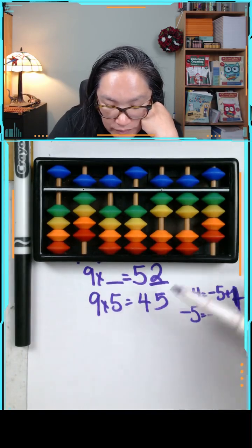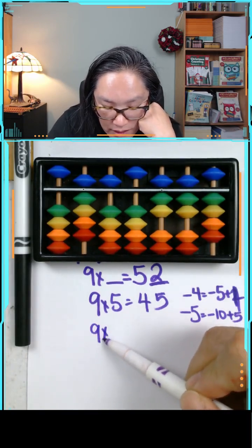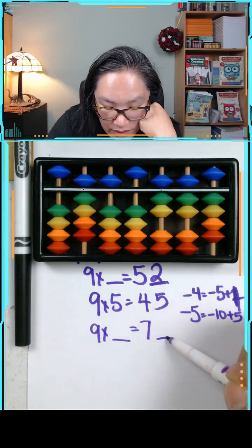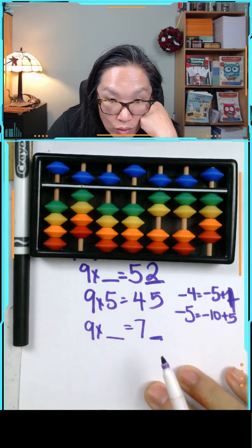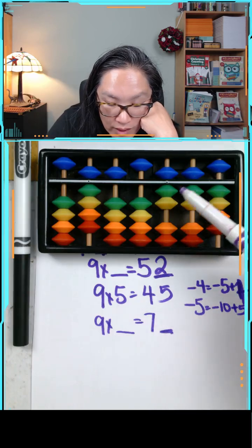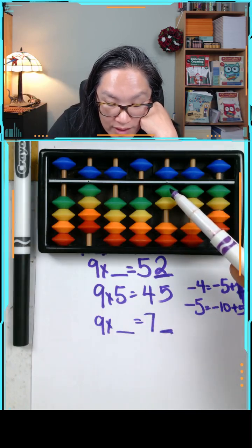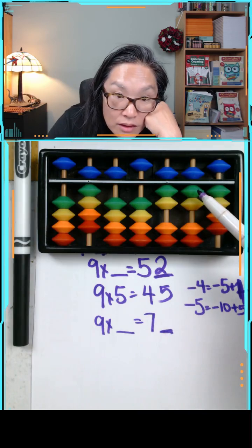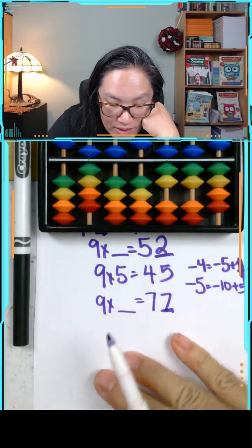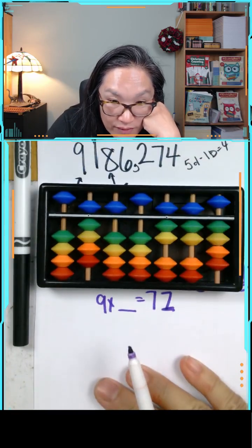Now what? 9 times what is equal to 7? Can we do it? No. We cannot do it. What do? We got to make it a double digit. We got to do 7 and then bring down the 7. Thank you. 7, 7. So what times 9 is equal to 77 or less?